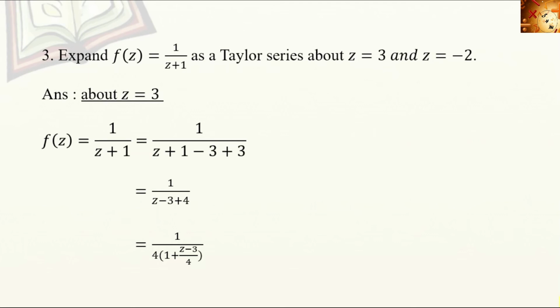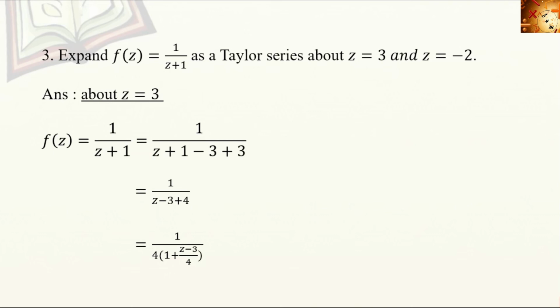So here, we want to take 4 outside. So 1 by 4 into 1 plus (z minus 3) divided by 4. Okay, because that expansion is valid only for mod z less than 1. So here in this case it is modulus of (z minus 3) divided by 4, which is less than 1.